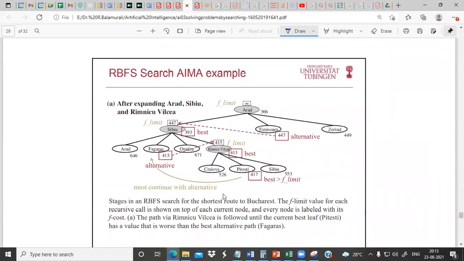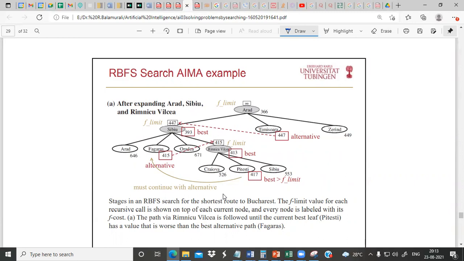See, for every node, we will calculate an F limit. Not for every node, only the node which we are going to expand. For the initial state, the F limit will be infinity because we don't know initially what the F limit is. There are no other equivalent nodes here, so for the initial state, the F limit will be infinite.